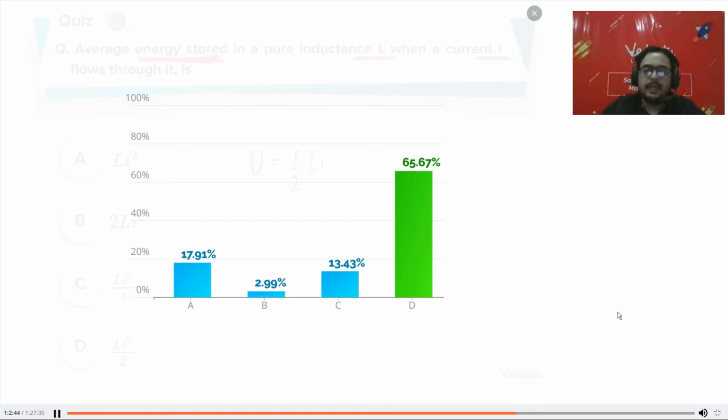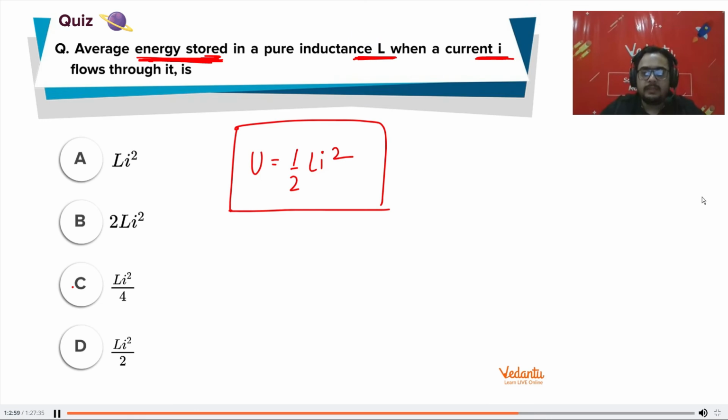Any doubts? Any doubts? Please ask. Every time I predict 100%, Gautam. I have stopped predicting now. It will never happen.